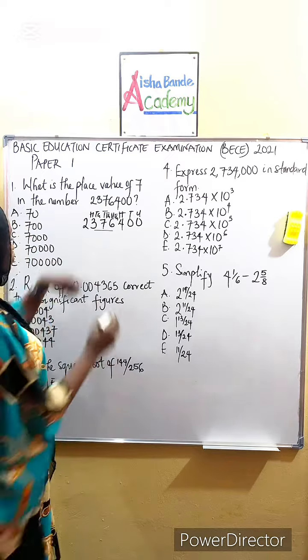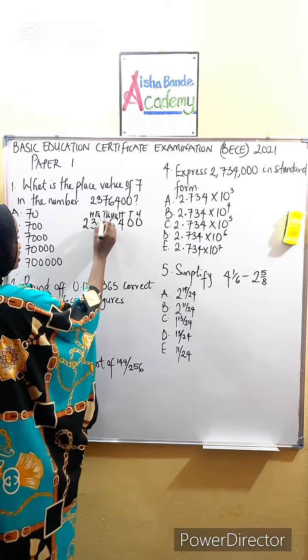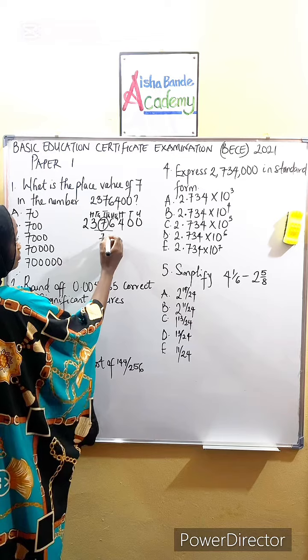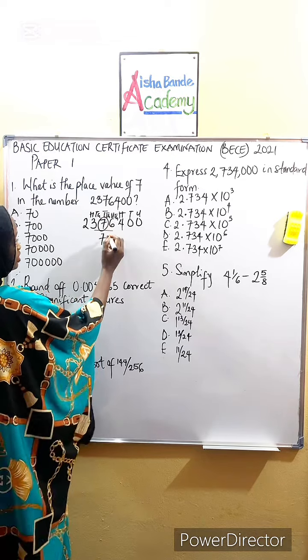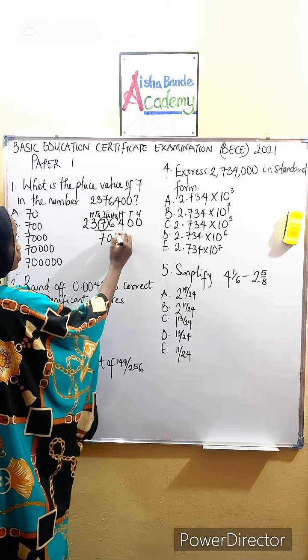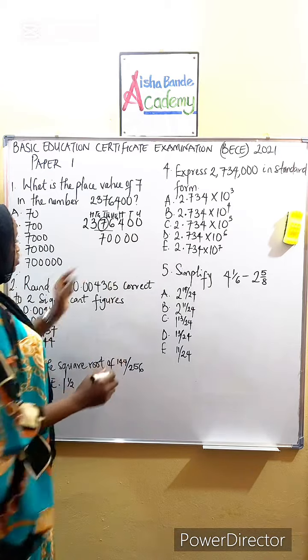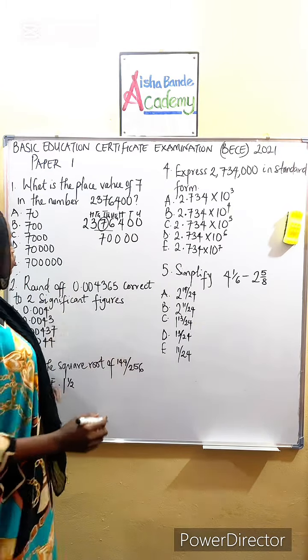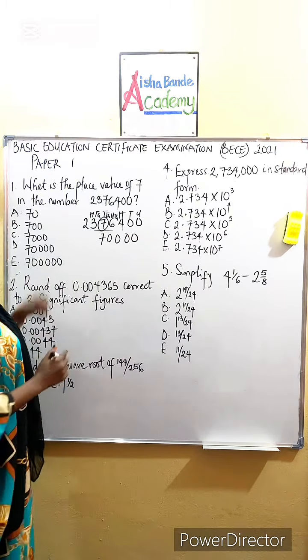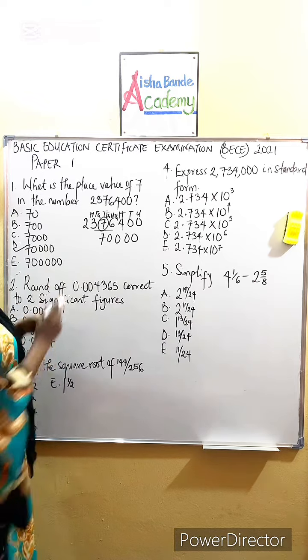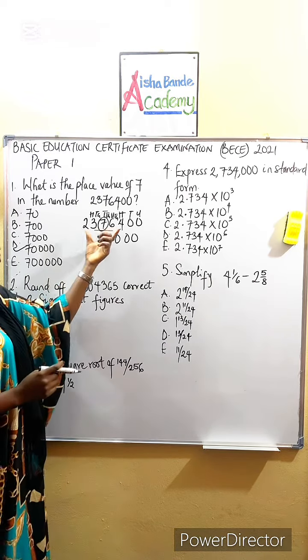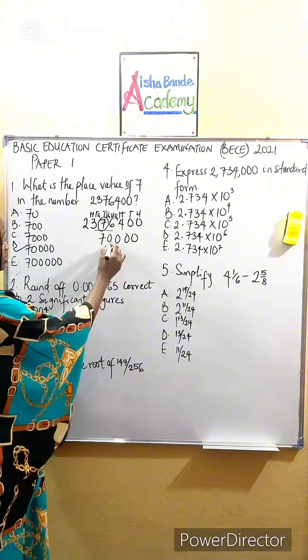So we are asked to find the place value of this number 7 here. So this is going to be 7, that is tens of thousand. This is going to be 70000. So looking at the options, the correct answer is option D. So the place value of 7 here is 70,000.